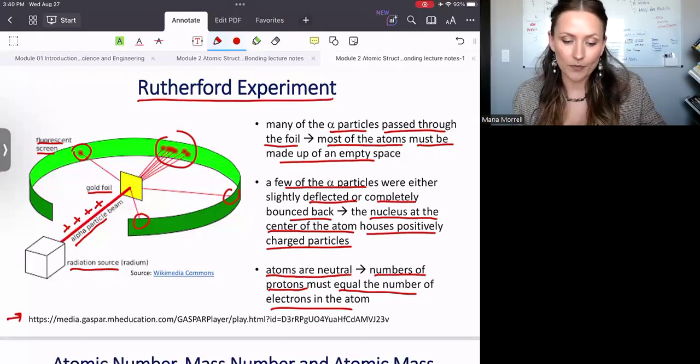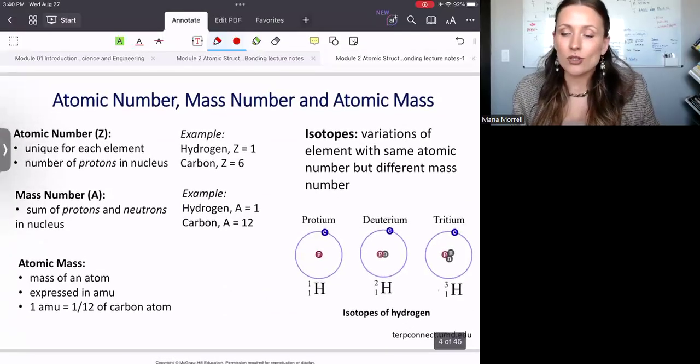Now, what do we need to know about all of the elements?